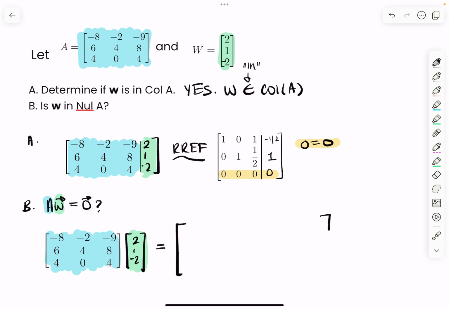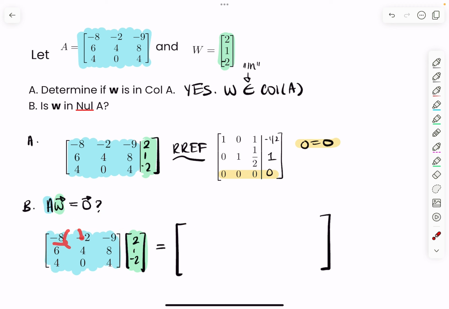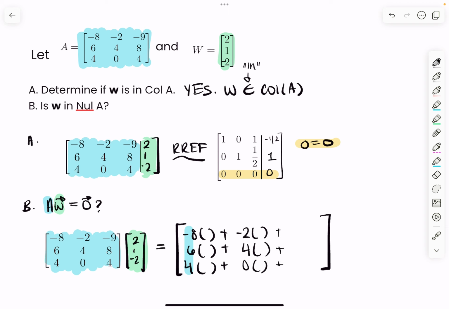So the first thing you do is make a big matrix, and then you take each column and copy it, but every time that you copy a number, you put a parenthesis afterwards. That would be negative 8, 6, 4, and then you separate each column by plus signs. The second column would be negative 2, 4, 0, then a plus sign, and the third column, 8, 4.